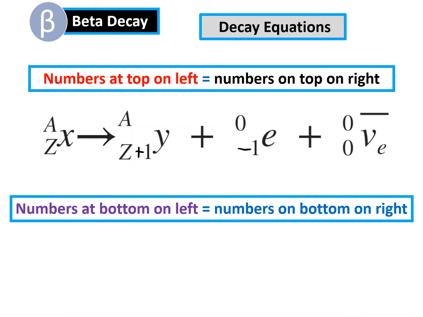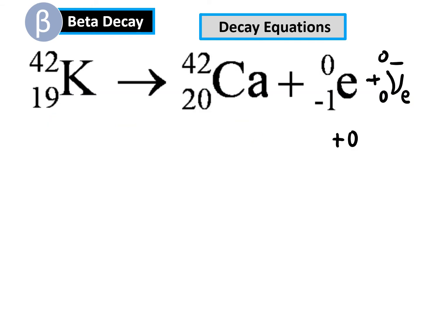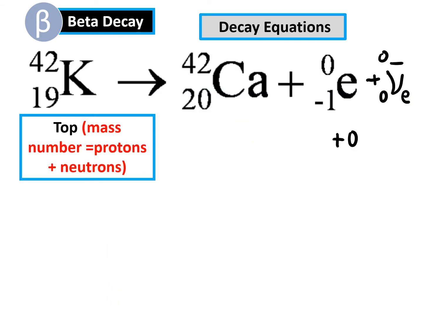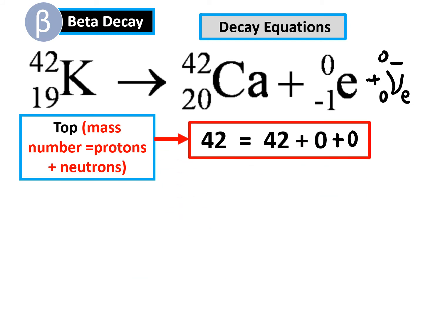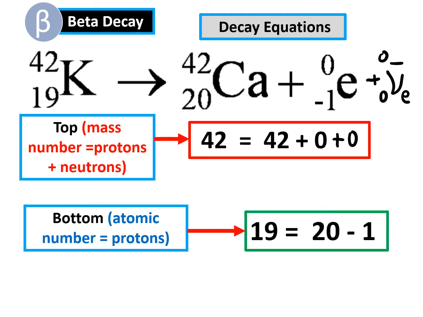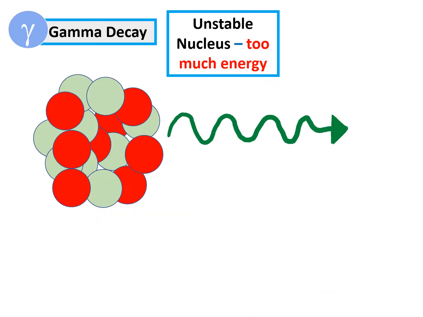It creates a brand new electron and then it kicks that out. So in general, the equation for beta minus decay is like this. The mass number will stay the same, and the atomic number will go up by 1 because it's kicked out an electron. It'll also kick out an antineutrino of electron flavour. So there's an example. 42 is 42 plus 0 plus 0, and on the bottom 19 is 20 minus 1.